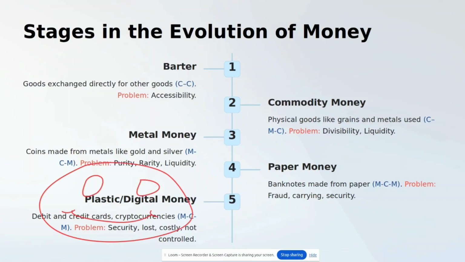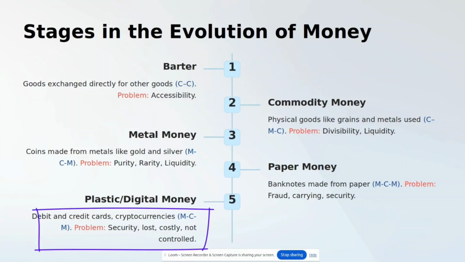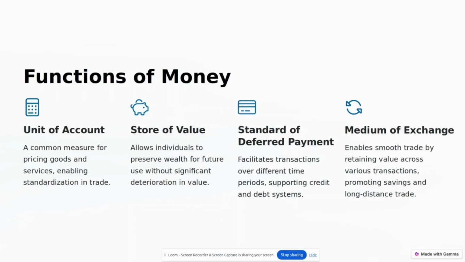And there is plastic money or digital money. What is it? It's actually debit or credit cards, cryptocurrency. Those are called plastic money or digital money. What's the problem with it? Security and cost. It's really costly and not controlled by any authorities. So this is the evolution of money.